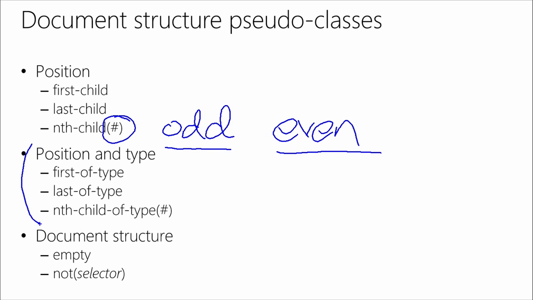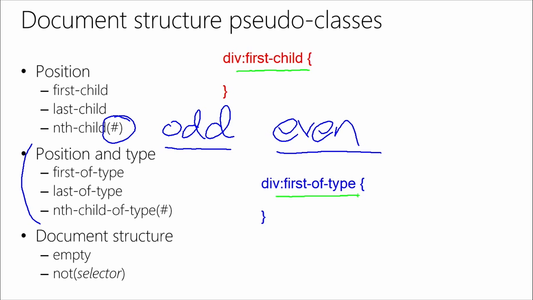Okay, and then you'll also notice that we've got position and type. And this one really, I think, is subtle. I don't want to use the word confusing, but it definitely is subtle. And here's the way that this is going to work. Let's say I said div colon first of type, and then I set whatever my style happened to be, and then up here let's say that I said div and I said first child like this. All right, so what's the difference between me saying first child and me saying first of type?